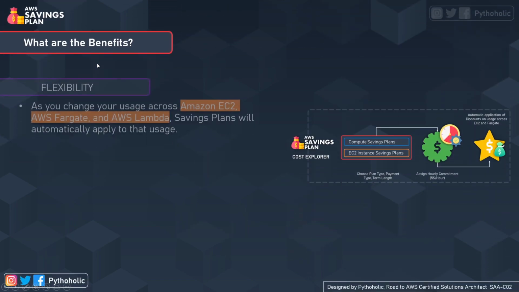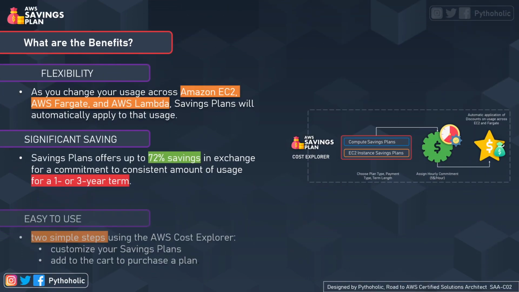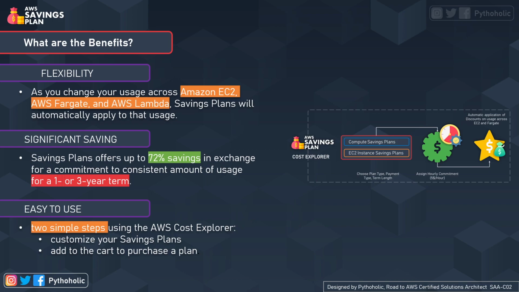Okay, so now let's take a look at some of the benefits of using AWS Savings Plans. When we think of savings plans, not only with AWS but also in general banking patterns, we think of how flexible the plan is. And the same goes here as well. When you change your usage across EC2 or Fargate and Lambda, this savings plan will automatically apply to that.